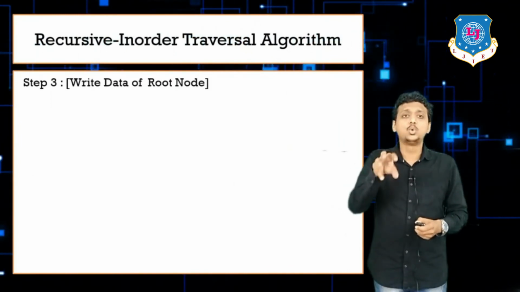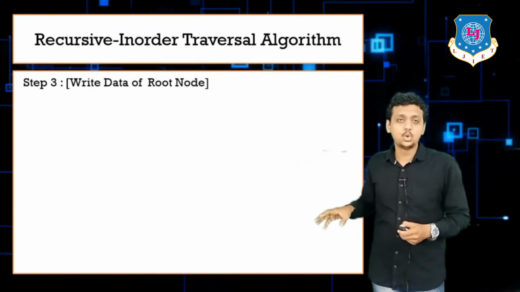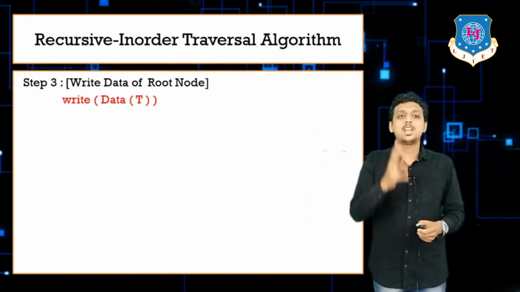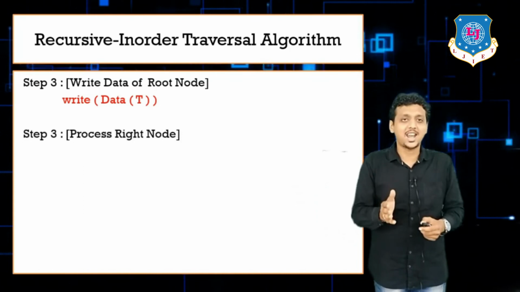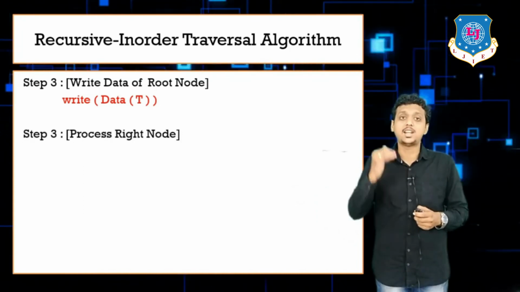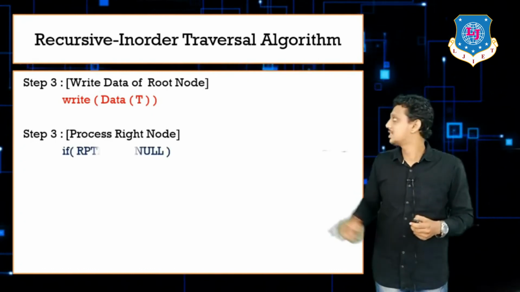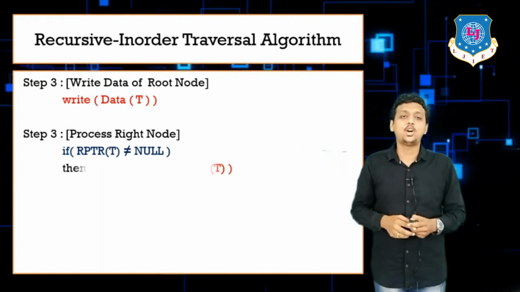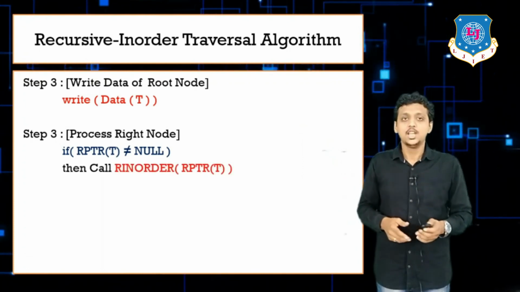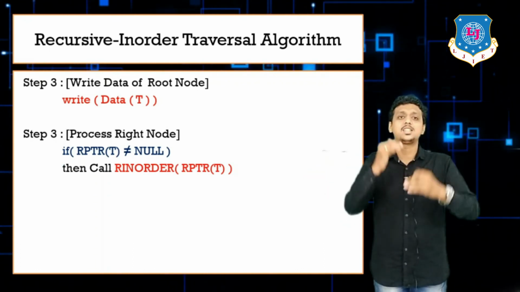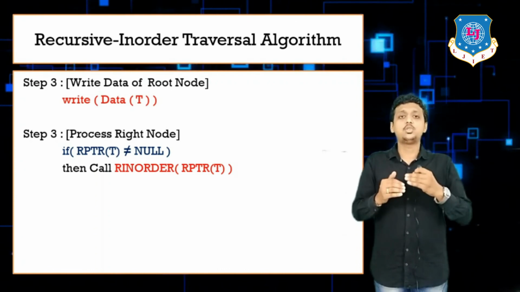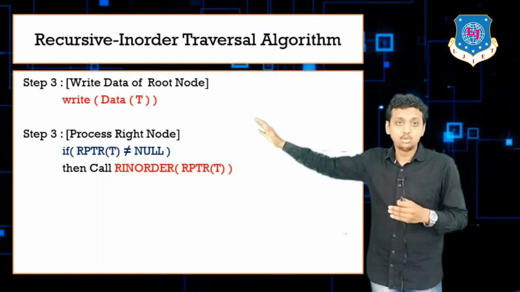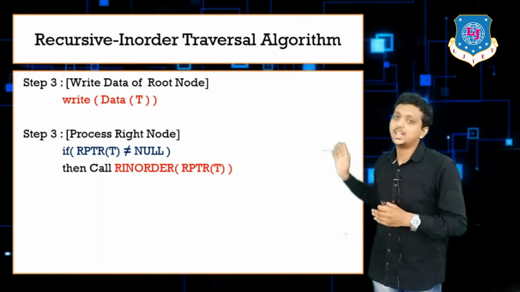That means visit the root node, that means just write the data of the root node. What to do in that? Nothing, just write data of T. Now step number 4, that means move towards the right side. Before going to the right side, I need to check whether my right child exists or not. For that, my condition is: if RPTR of T is not equal to null, then call the function Inorder for RPTR of T. So it is the same as previous, only the sequence of steps is different. In Inorder, you first check whether the tree exists or not, then move towards the left side, then visit the data, and then the right side.